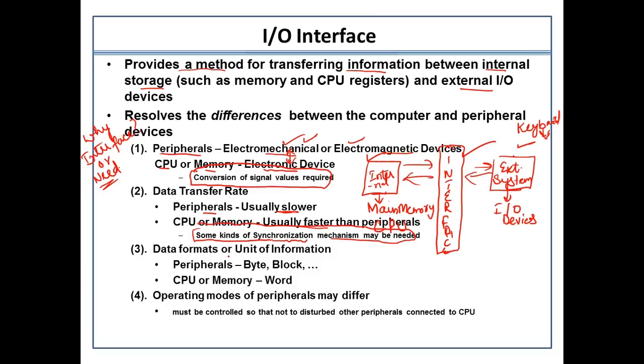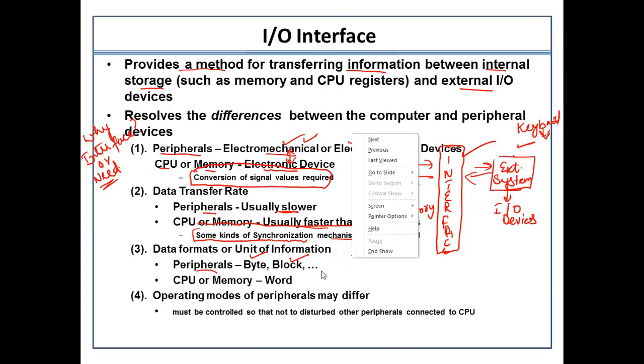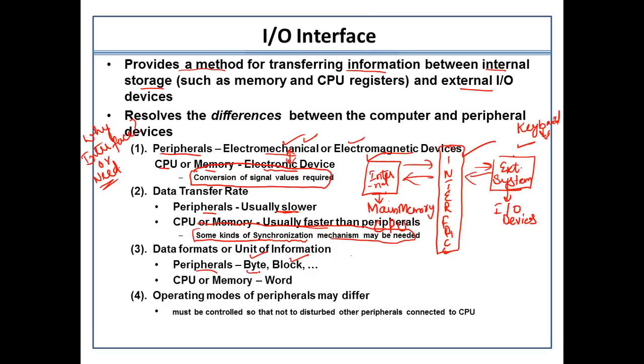Similarly, the third point: peripherals usually take the data in the form of bytes or blocks. As I mentioned earlier, if I press any key on the keyboard, it will convert to the ASCII code, which usually consists of one byte, right?